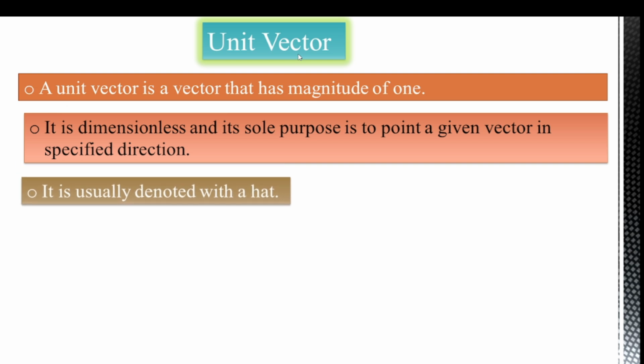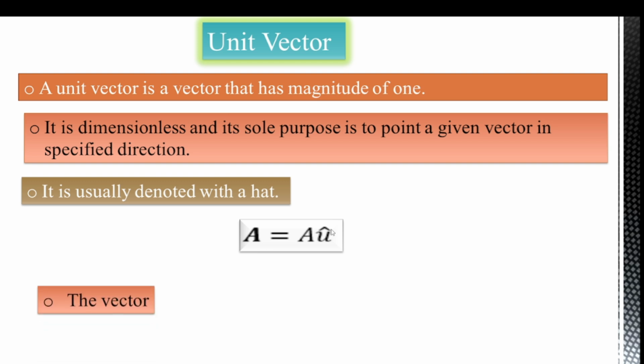Great. It is usually denoted with a hat. For instance, look. This is the main vector, and this is the magnitude of this vector. So this is the unit vector. Look, this unit vector tells us about the direction of the main vector. And it is always represented with a hat.